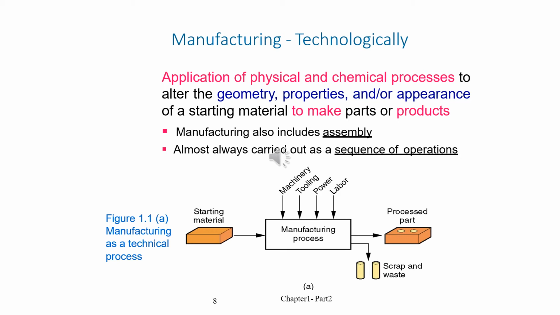And this is just a quick figure. You start off with the raw material, it goes into a big building or whatever, and you start machining it, tooling it, power and labor, assembling it, whatever you have to do. And then out comes a part that you're going to sell. And of course, you got some scrap and waste. And we're going to focus on that too a bit here.